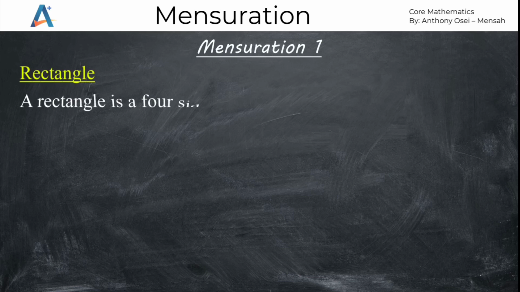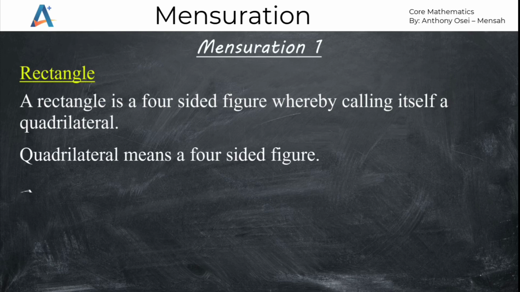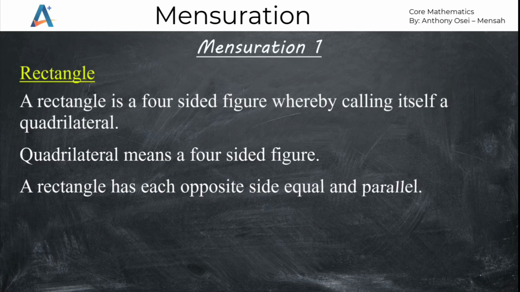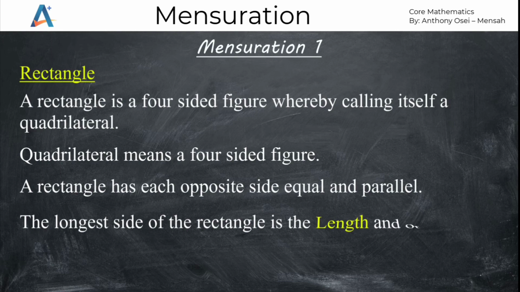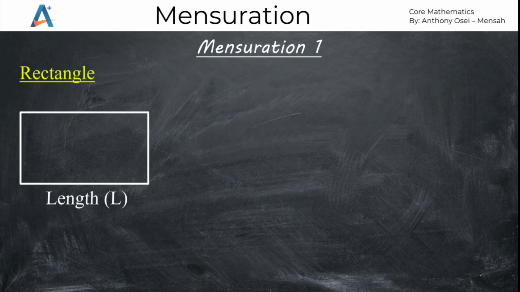A rectangle is a four-sided figure, thereby calling itself a quadrilateral. So a rectangle is referred to as a quadrilateral. Quadrilateral means a four-sided figure. A rectangle has opposite sides equal and parallel. And then you realize that the longest side of a rectangle is referred to as the length, and the other side is the width. So in this diagram, this is the length of the rectangle since it is the longest side among all the other sides. And the opposite side can also be called the length. Remember, the opposite sides of a rectangle are equal.